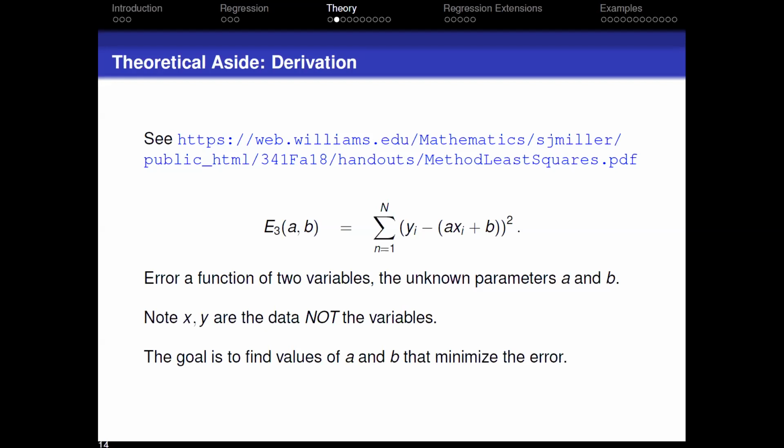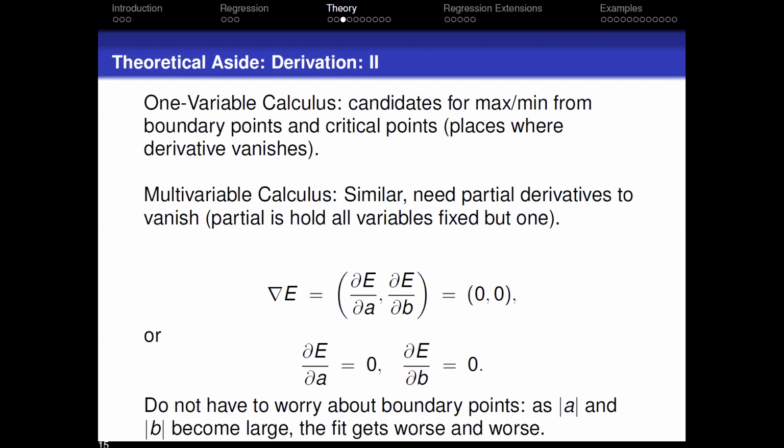So we want to find the values of a and b that minimize the error. And it should make sense that there is going to be a minimum. If you send the slope a off to positive infinity or negative infinity, the error should explode. Same thing for sending b to positive or negative infinity. So there should be a minimum value.